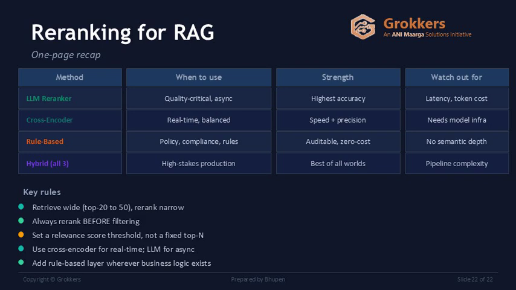5 rules to live by. Retrieve wide but re-rank narrow. Always re-rank before filtering. Use score thresholds, not fixed numbers. Cross-encoders for real-time and LLMs for async. And layer in rules wherever business logic exists. You now have a complete mental model for building production-grade re-ranking into any RAG pipeline. The question is not whether you need re-ranking. It is which combination fits your specific constraints. Go build something amazing with this.